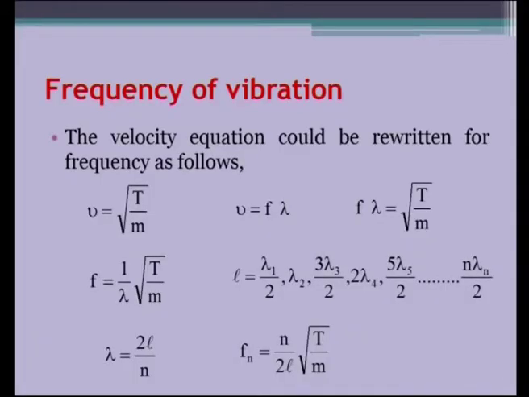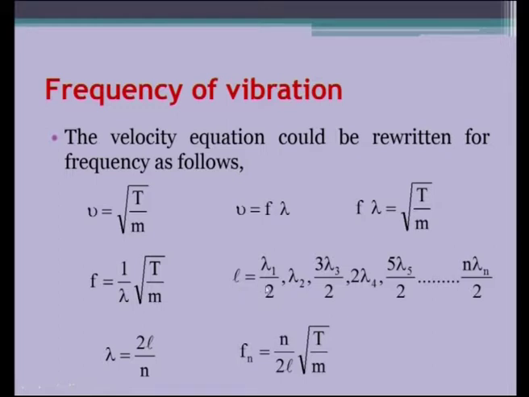Let us proceed further. The velocity equation could be rewritten for frequency as follows. We started with the velocity equation we had seen before, and velocity is the product of frequency and wavelength. So, we substitute for the velocity with the product of frequency and wavelength. We are interested to retain the frequency on the left hand side. So, the lambda is brought to the right hand side in the denominator, and this lambda has a direct relation with the length of the vibrating segment. So, this equation gives us the idea.